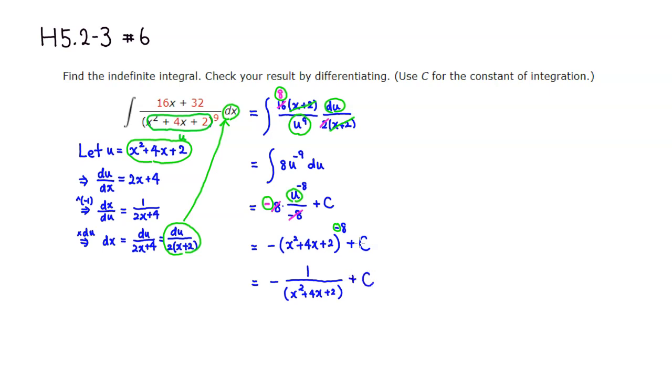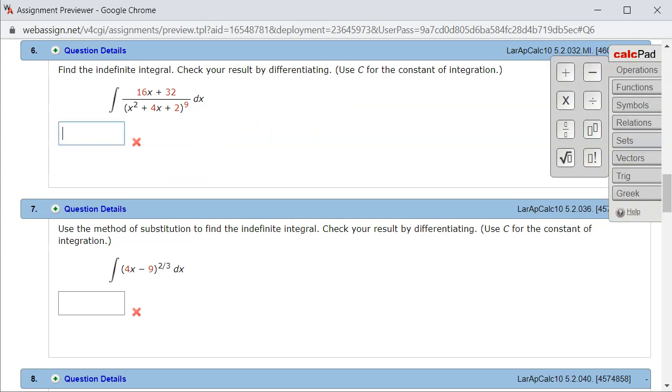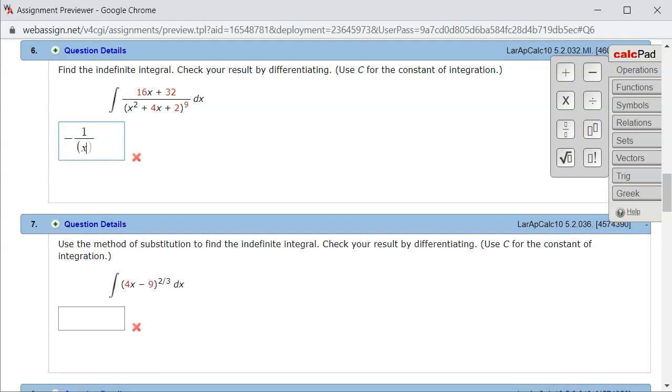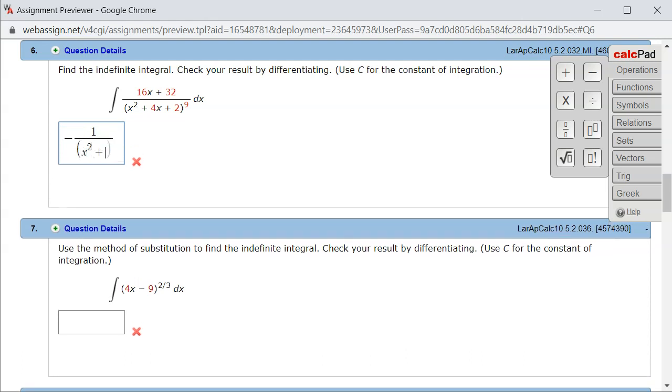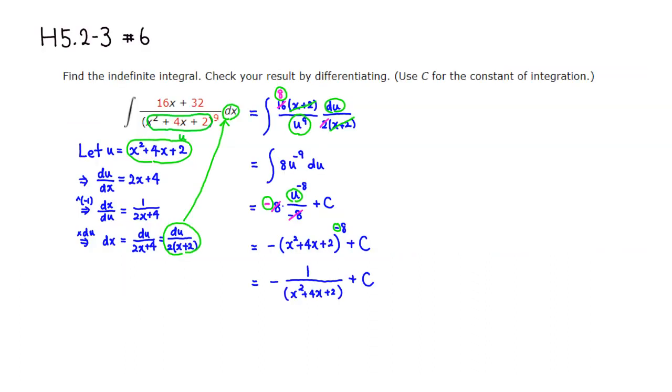All right, so let's type it in. I think the system will accept either way. So I'm going to put here, we have a negative 1 over quantity x squared plus 4x plus 2, raised to the 8th power, and then plus some constant c. All right, let's check the answer. All right, I came back and looks like we got this one correctly. All right, that's it. I hope that this was clear.